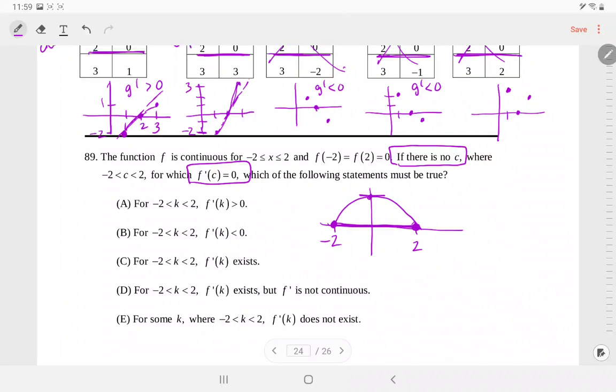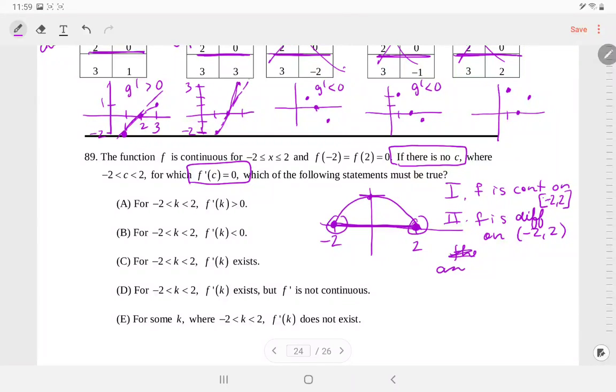Now that's Rolle's theorem. Rolle's theorem is if your two y values are the same, your slope somewhere in between has to be 0. So it must violate one of the conditions. Our conditions for Rolle's theorem are: 1, f has to be continuous on the closed interval, so -2 to 2. And 2, f has to be differentiable on the open interval, -2 to 2. And for Rolle's, there's a 3: you need f of b to equal f of a, which this does.